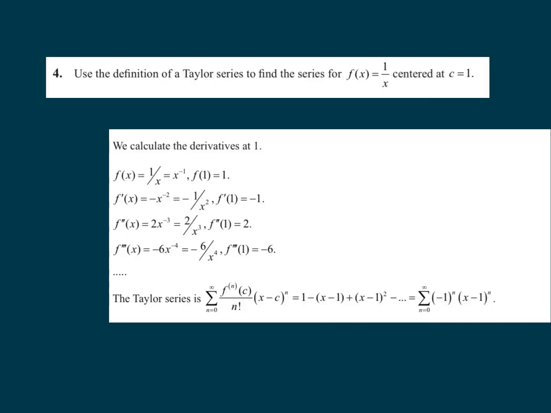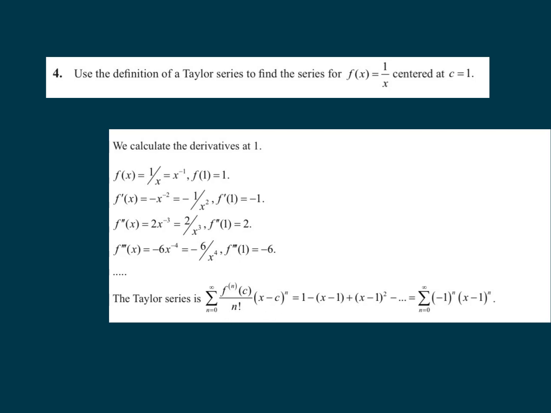The next problem is: use the definition of a Taylor series to find the series for f of x equal 1 divided by x centered at c equal 1. So it's the Taylor, not the Maclaurin polynomial. Take it to infinity, the Taylor polynomial, take it to infinity. What is the Taylor polynomial? The Taylor polynomial has this expression.